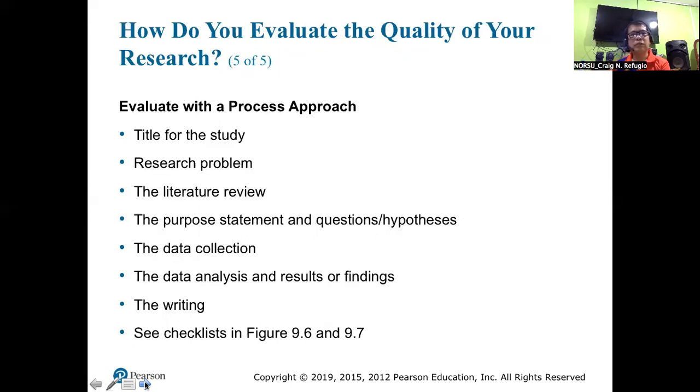So how do you evaluate the quality of your research? Evaluate with a process approach. Title for the study, research problem, the literature review, the purpose statement and questions or hypotheses, the data collection, the data analysis and results or findings, the writing, then look at Figure 9.6 and then 9.7 for the checklist.